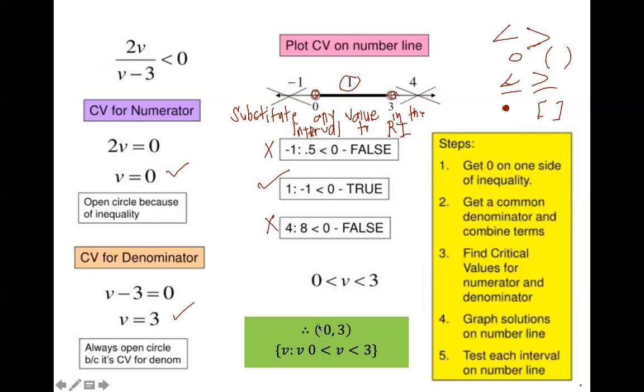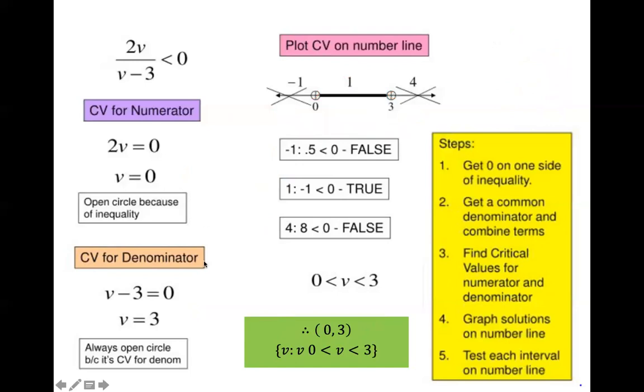To write that in interval notation, meaning from what point to what point, since the endpoints are not part of the solution set, we use parentheses. So (0, 3). Again, this is in interval notation. For set builder notation, the solution set is v such that v is in between 0 and 3. So this is the interval notation, and this is the set builder notation. That's for the first example. Let's move on to the second example.